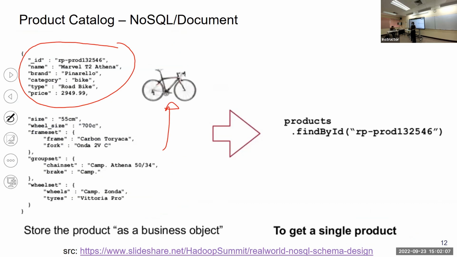Because people may want to search the size of the bike, wheel size, frame set, group set, wheel set, and very many more. There could be more detail. If you are bike lovers, you know that there are so many details to search. But okay, with this, you can group everything in one document together with your bike product description.